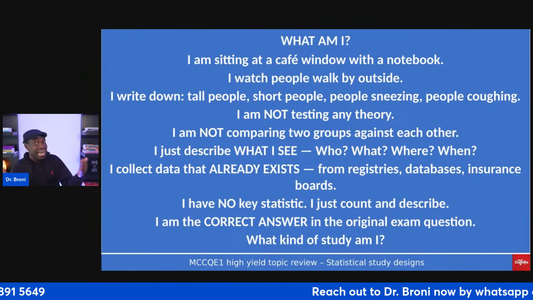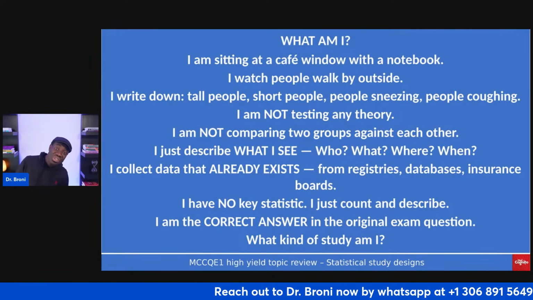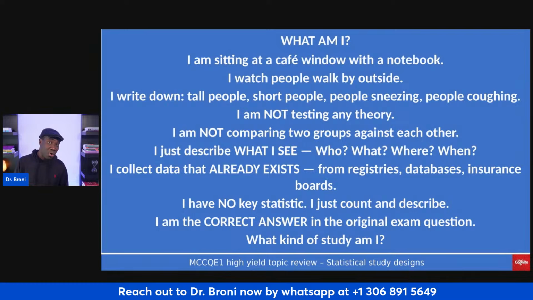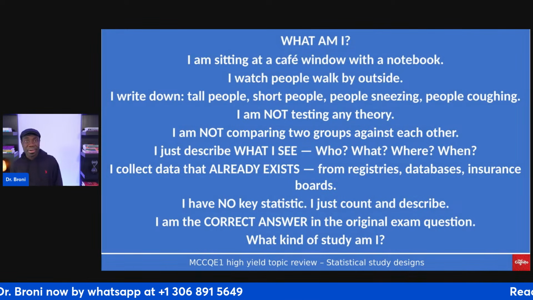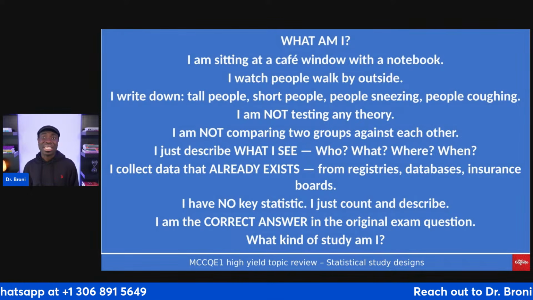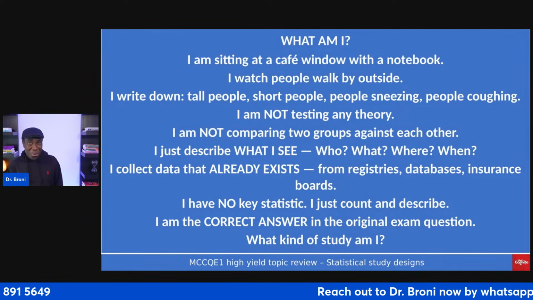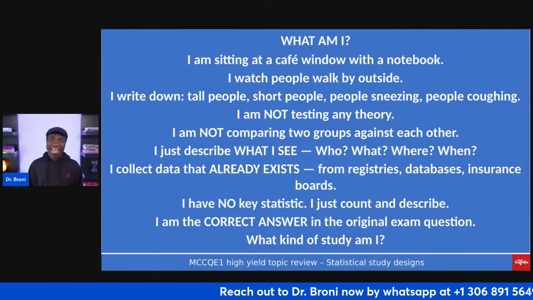I collect data that already exists from registries, databases, insurance boards. I have no key statistic. I just count and describe. I am the correct answer in the original exam question. What kind of study am I?